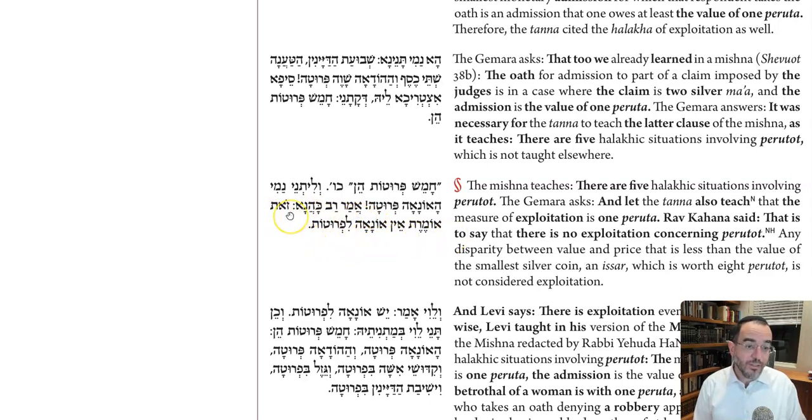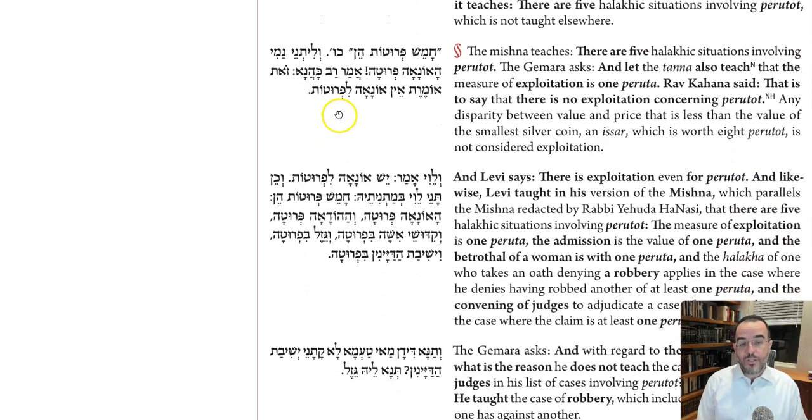Mishnah? And Rav Kana says, this teaches us that the minimum amount to be liable to ona'a is not a peruta, but rather an isar, which is 8 pedutot. So in fact, if it's less than an isar, the overcharge, even if it's a sixth, it's not considered ona'a. Nobody cares about it. And that's why it didn't list it.